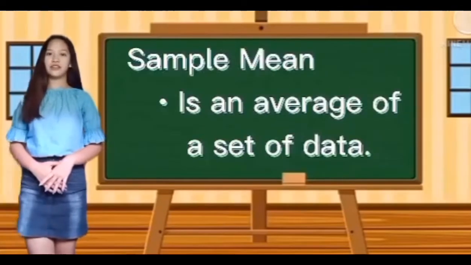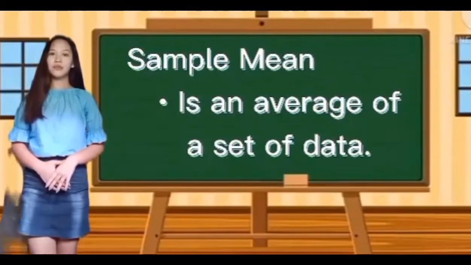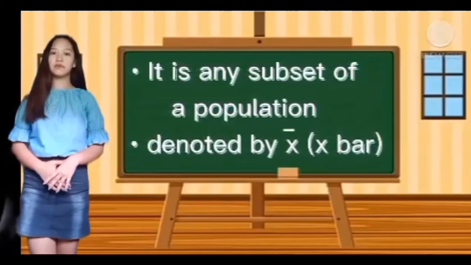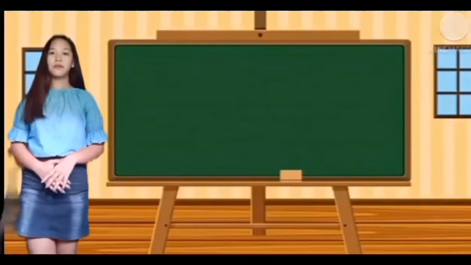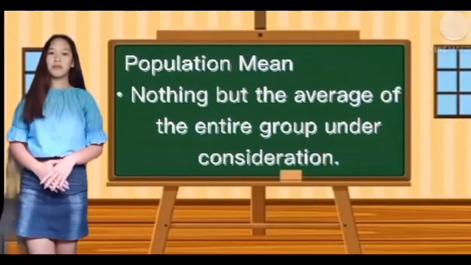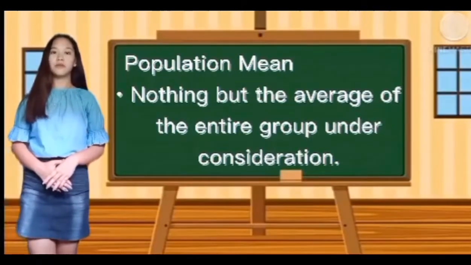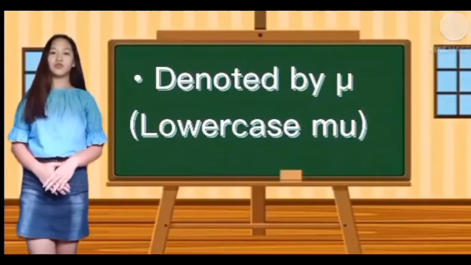Sample mean is an average of a set of data. It is the arithmetic mean of random sample values drawn from the population. A sample is any subset of a population. It is traditional to denote the mean of a sample by x bar. While the population mean is nothing but the average of the entire group under consideration, and denotes the mean of the population by lowercase mu.